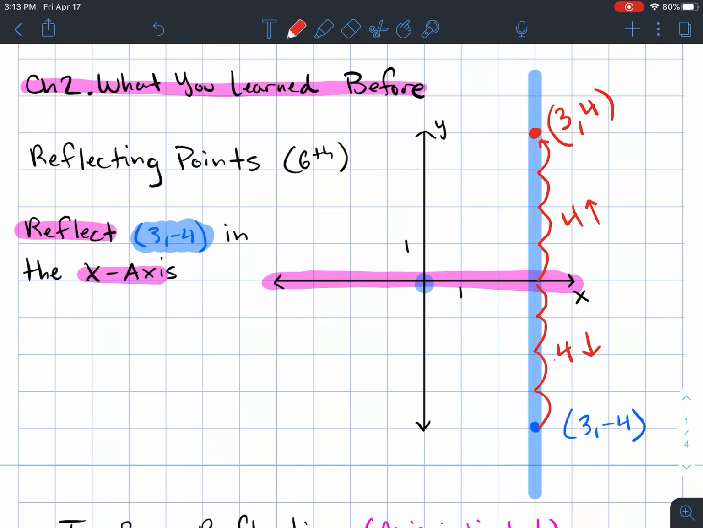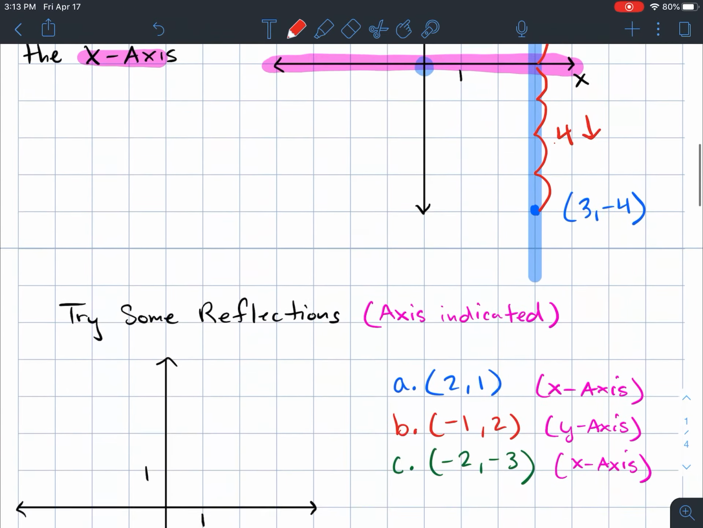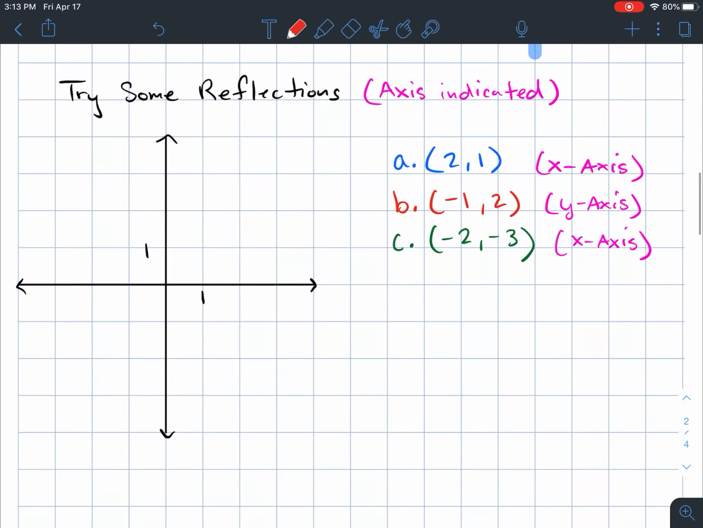But the y went to its opposite number. So -4's opposite is +4. So we're going to try a reflection again. And again, you can pause the video and make up your own coordinate plane, plot these points, and then reflect them on your own over the indicated axis for A, B, and C. But I'm just going to go ahead and go through them, and you can check them as you go.